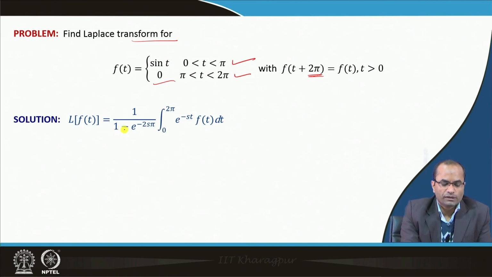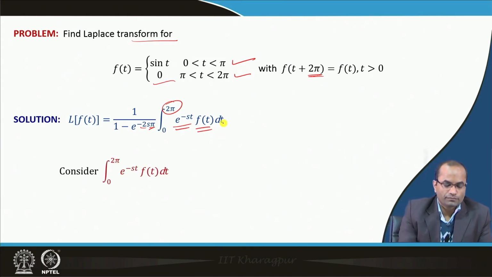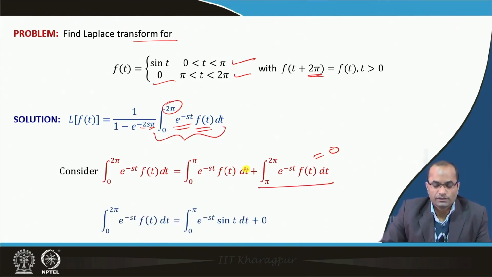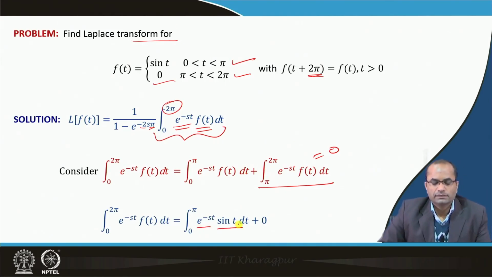So, 1 over 1 minus e power minus 2 pi s, where 2 pi is the period, and then the integral from 0 to 2 pi of e power minus s t times f t dt. Again, this is defined for 0 to pi only. So, this integral from 0 to 2 pi we can break into 0 to pi and then pi to 2 pi, and this portion will be 0 because the function is 0, and in the first case we have e power minus s t and then sin t dt.